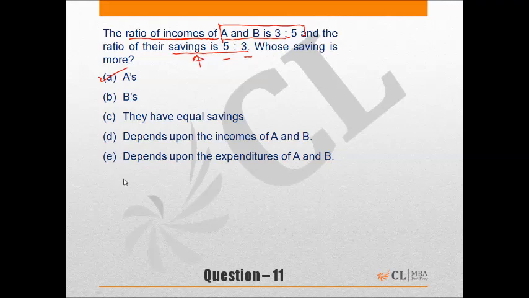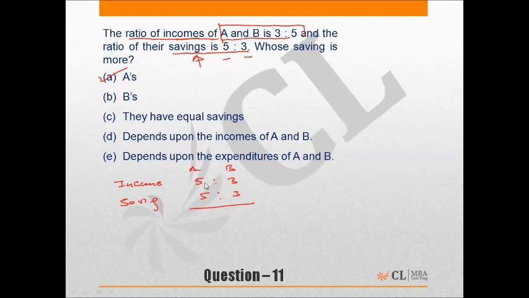But since we are on this question, let me look at another question. That the ratio of income of A and B, let me assume that is in the ratio of 5 is to 3. Ratio of saving is also in the ratio of 5 is to 3. Then what will be the ratio of their expenditures?